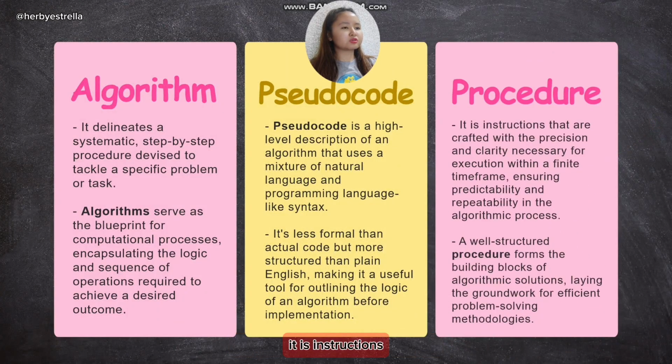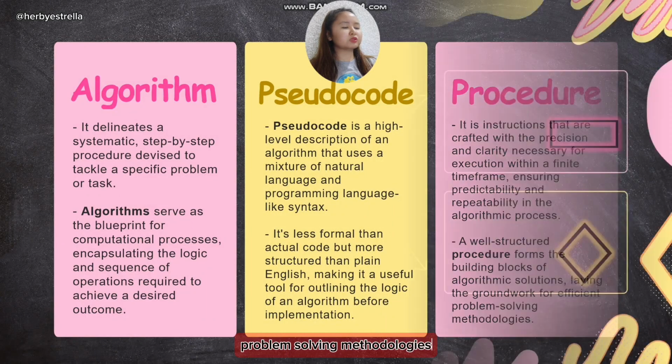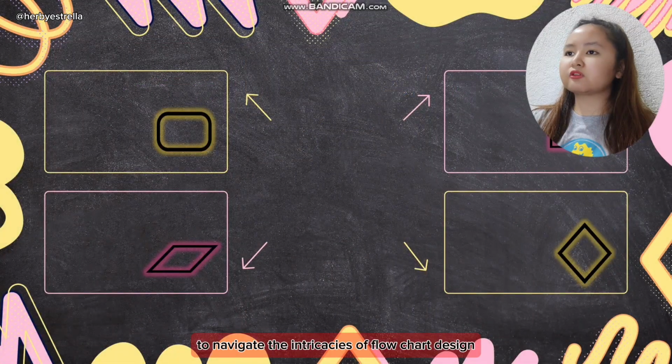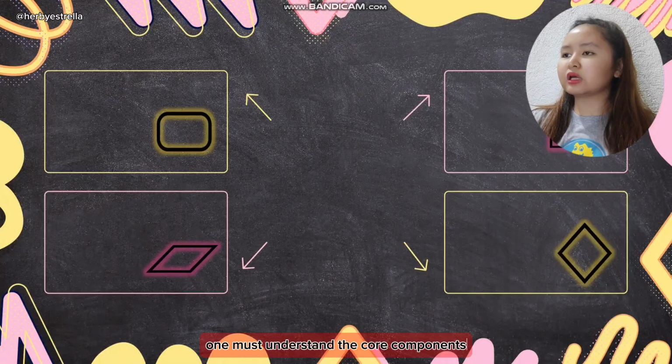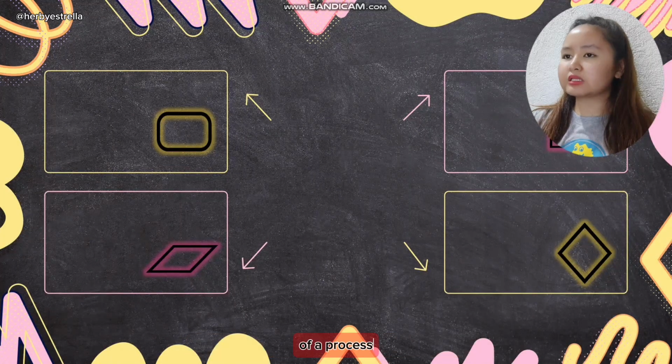Procedure. It is instructions that are crafted with the precision and clarity necessary for execution within a finite time frame, ensuring predictability and repeatability in the algorithmic process. A well-structured procedure forms the building blocks of algorithmic solutions, laying the groundwork for efficient problem-solving methodologies. To navigate the intricacies of flowchart design, one must understand the core components that comprise these visual representations. Flowcharts leverage a variety of symbols to denote distinct elements of a process.